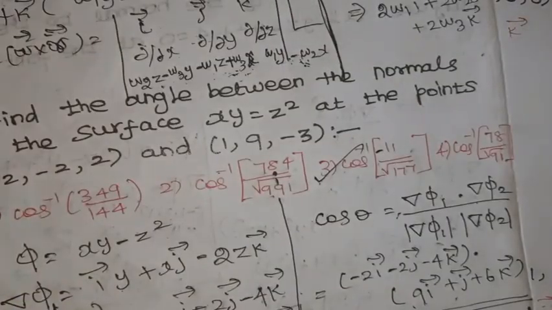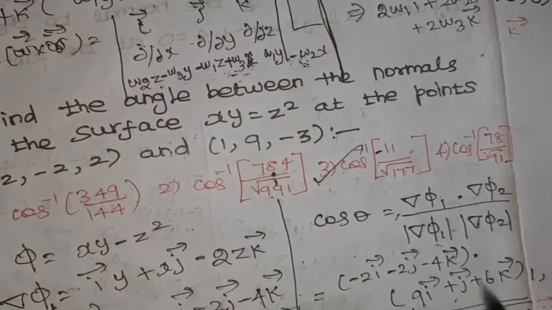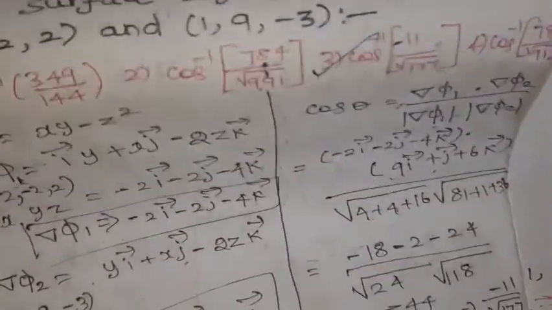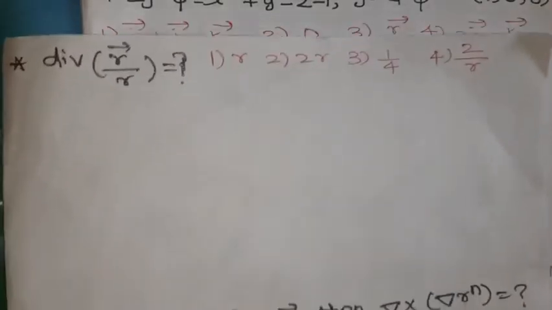So this is the procedure to solve this problem. This is cos inverse of a minus sign, so option 3 is the right option. Then we'll move on to the next problem.